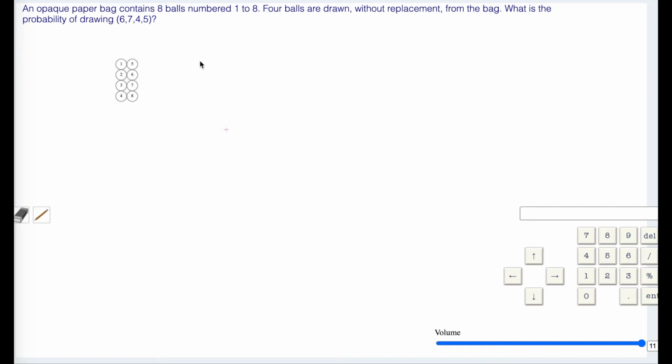Here is a level 2 type question. An opaque paper bag contains 8 balls, 1 to 8. 4 balls are drawn without replacement. You're taking one out, you're noting down its number, but you're not putting it back in the bag. What is the probability of drawing 6, then 7, then 4, then 5?